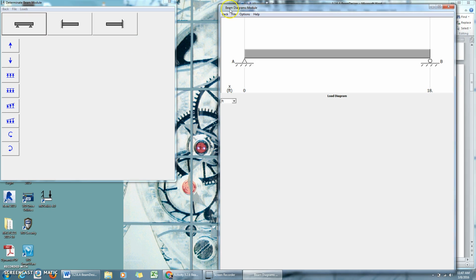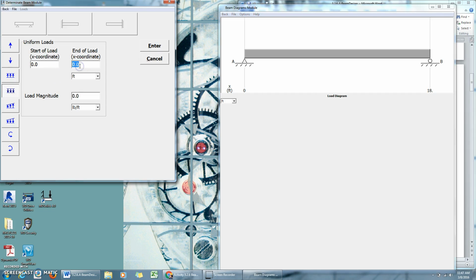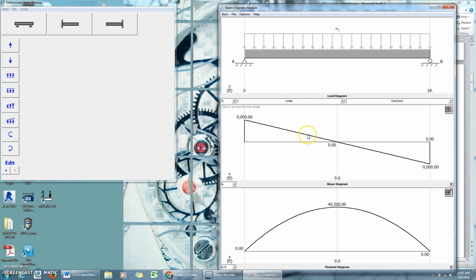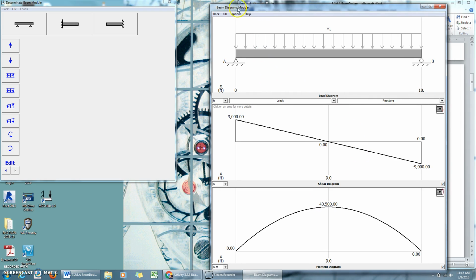So this is a distributed load, so I'm going to choose this. The first two, the interior and exterior beams, are uniform loads. On my girders, they're going to be point loads, and we'll go over that in another video. But a uniform load from 0 to 18 feet at 1,000 pounds per foot. Enter, and these are the end reactions that I need, 9,000 pounds on each end of the beam with a maximum moment of 40,500. So at this point you'll print this.